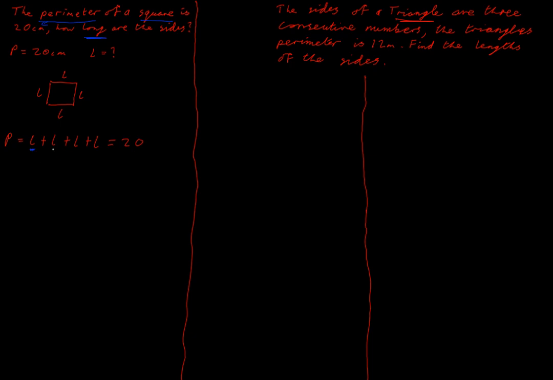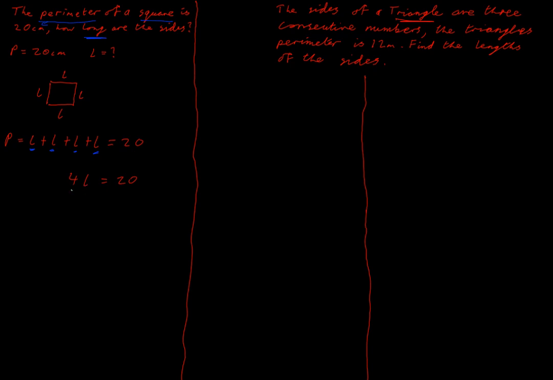I have L plus L plus L plus L. They're like terms. They're all L. So I have 1 plus 1 plus 1 plus 1 L. So I have 4L in total is equal to 20. Now I want to get 1L. I want to know what 1L is equal to. I said that right up at the beginning before I'd done anything else. So I know what 4L is.